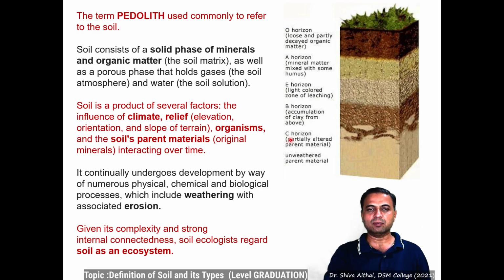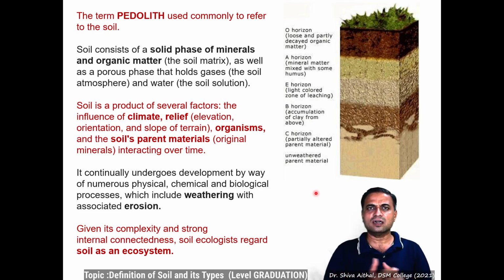What is this parent material? It is the original minerals which are interacting over time. I will come to that. And unweathered parent material means it is not affected by any weathering or the atmospheric conditions. So these are the basic physico-chemical layers of soil. Now this gives a habitat for biological activities which we as microbiologists will be interested in. So soil is a product of several factors: influence of climate, then elevation, orientation, slope of terrains, microorganisms which are present in the soil, then plants which are growing on it.